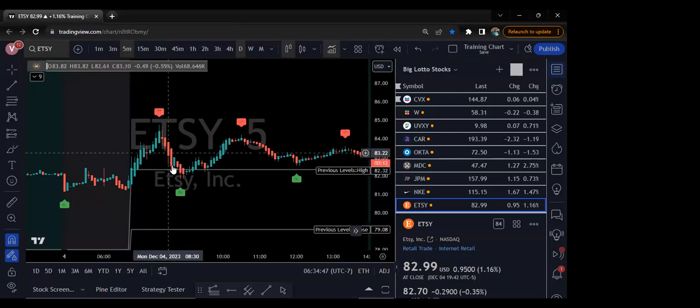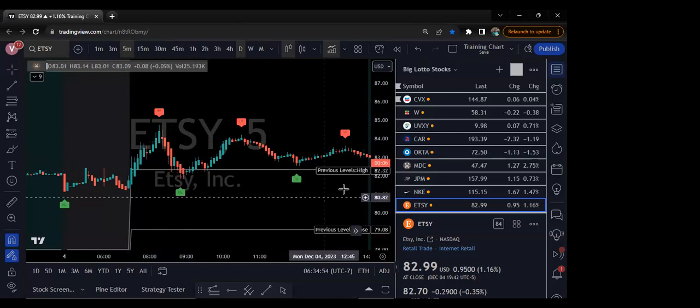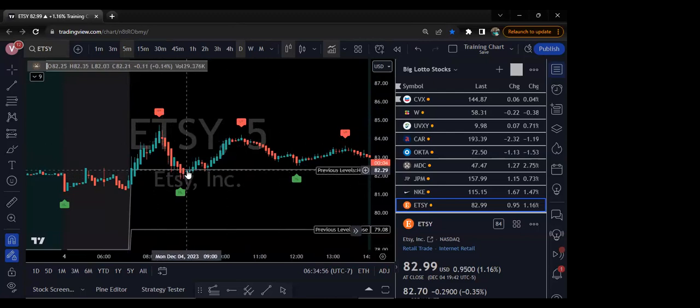So this one is not a big ATR, but it came down from 85 down to the previous day high. And this is the thing.